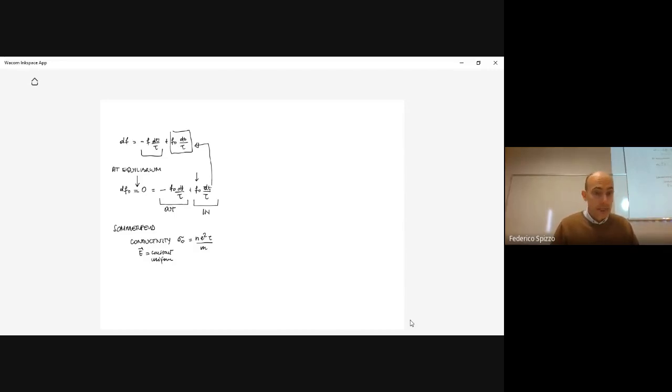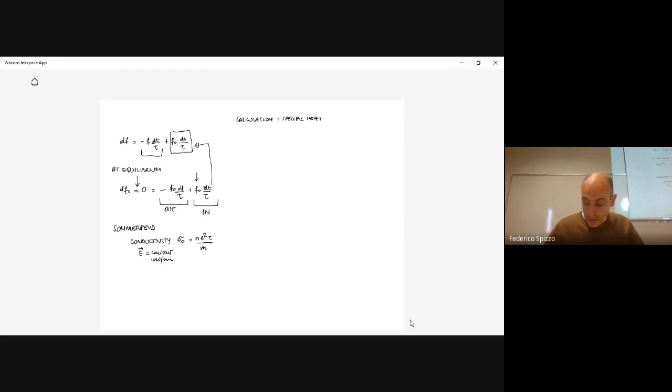And just to conclude the comparison between the Drude case and the Sommerfeld one, what we miss now is the evaluation of the specific heat in the case of the Sommerfeld model. So the last step I would like to show you is how we evaluate the specific heat in case we consider not Drude electrons but Sommerfeld electrons.